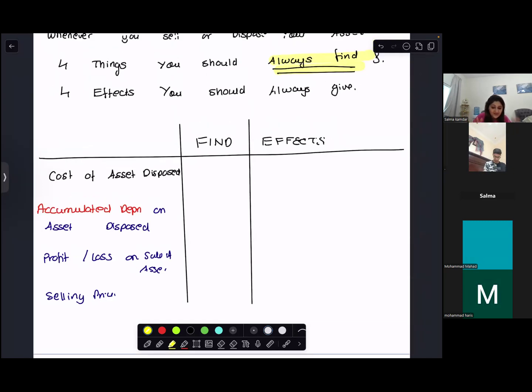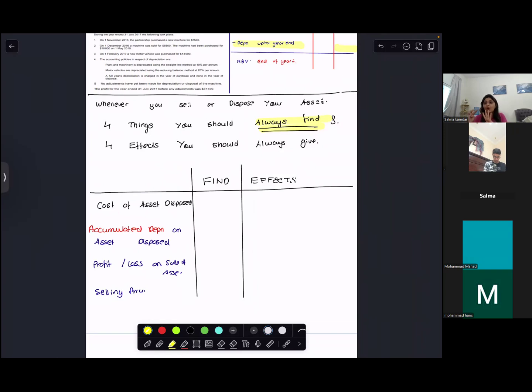But when you're disposing an asset, you will always ensure that you find four things related to the asset disposed and give effect of those four things. You have to find four things. You have to give effects of those four things for the asset disposed. We call it as caps. Find the cap and give effect of the cap, but not one cap, many caps.